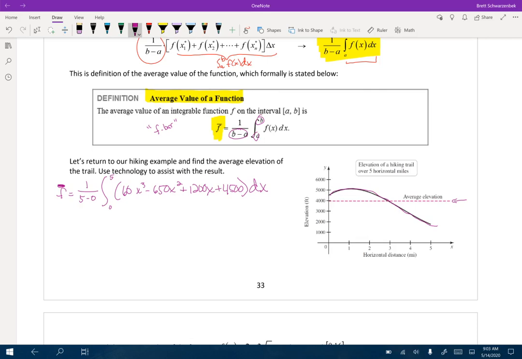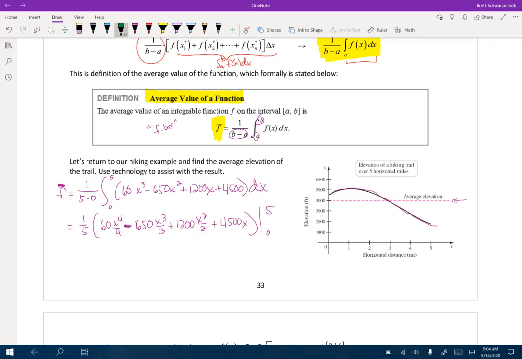So what do we get? We get 1/5 as our constant. Then we have to integrate this polynomial. So we're going to get 60 x to the 4th over 4, minus 650 x cubed over 3, plus 1200 x squared over 2, and 4500 x, which we have to evaluate from 0 to 5.